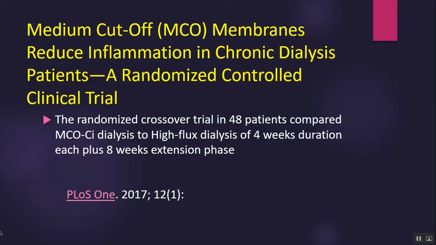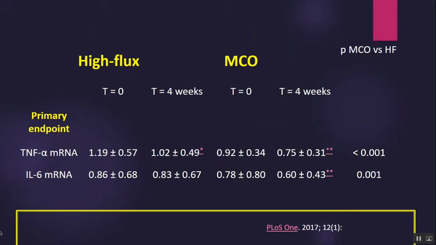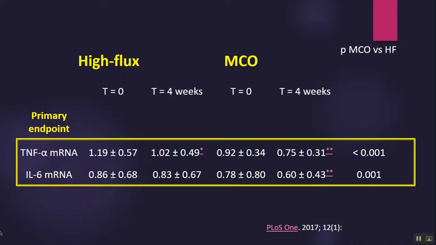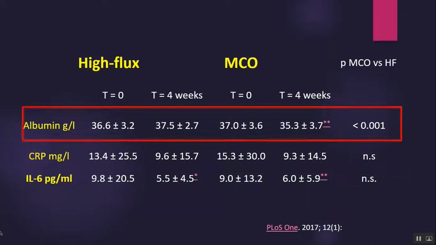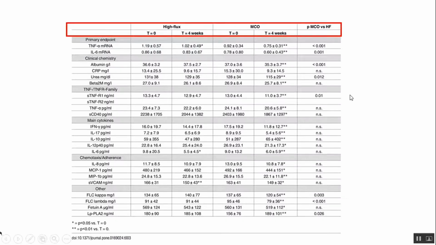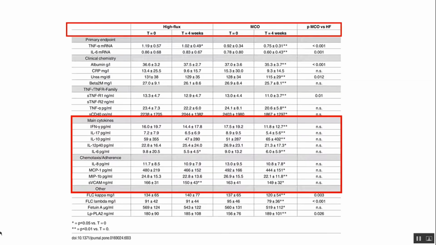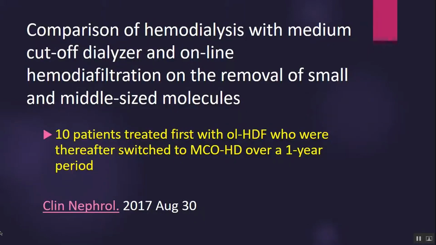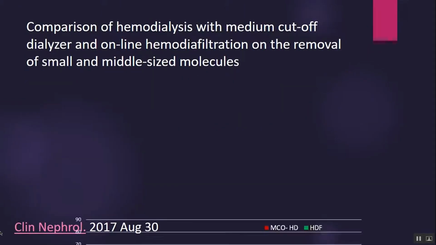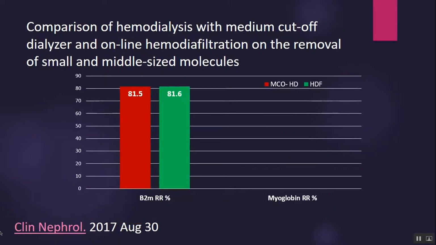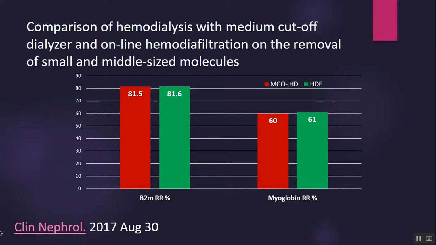Clinical outcome: some trials show improvement in cytokine removal, but a drop in serum albumin is reported. We have to look at that with regard to the nutritional state of the patient. It's exactly to remove more uremic toxins as well as cytokines. For myoglobin and beta-2 microglobulin, the differences between HDF and the medium cut-off hemodialysis are nearly the same.